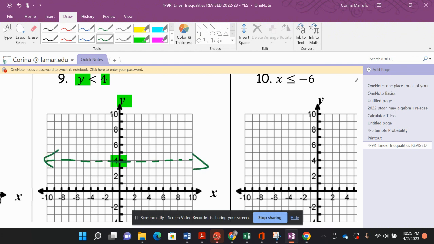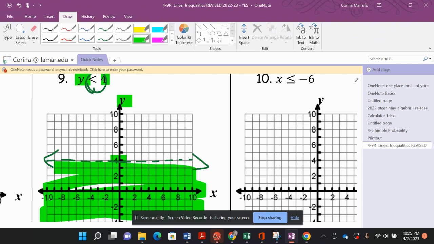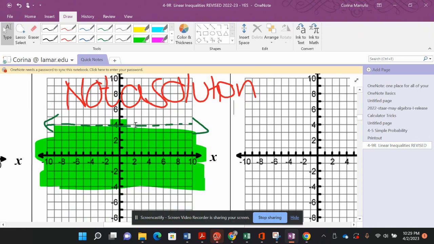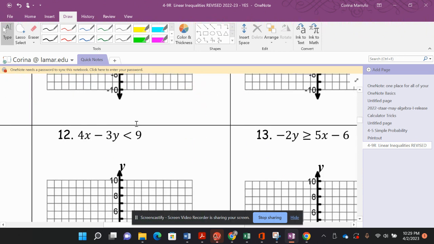And there's my arrow. And so everything less than is going to be below the graph. So I am going to shade everything less than. That is the solution. So that means this up here is not a solution. All right, I'm going to leave number 10 for you guys.